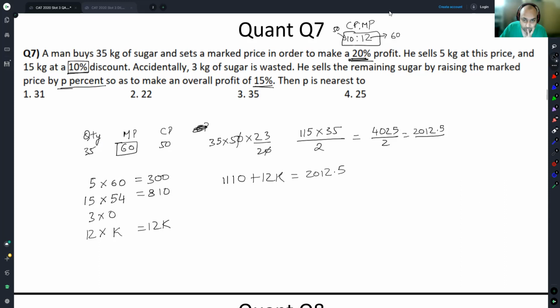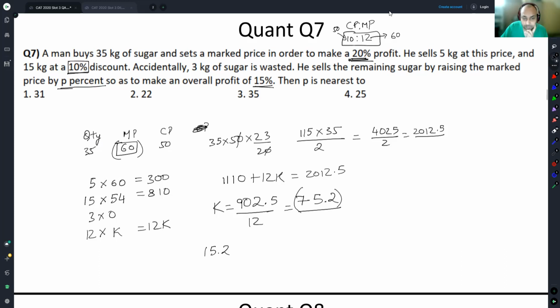So 902, no, yeah, 902.5 by 12. K is equal to 902.5 by 12. Cancelling so tough. First thing is 7 in 62, so 5 then 2.5, so 0.2, something like this. MP was 60. It has now become 75.2.